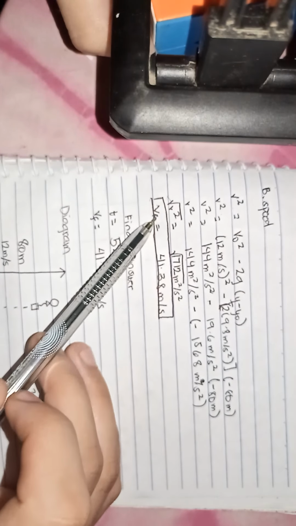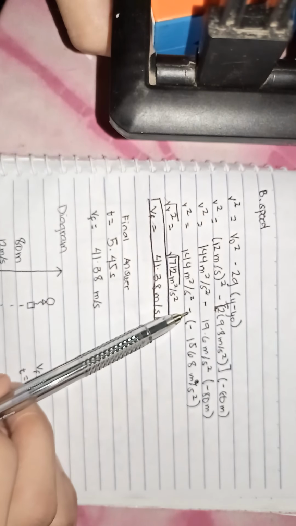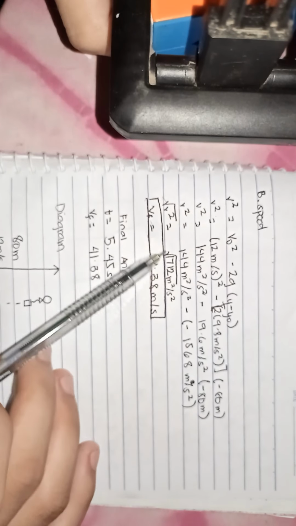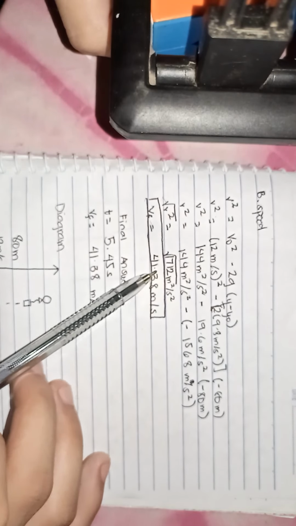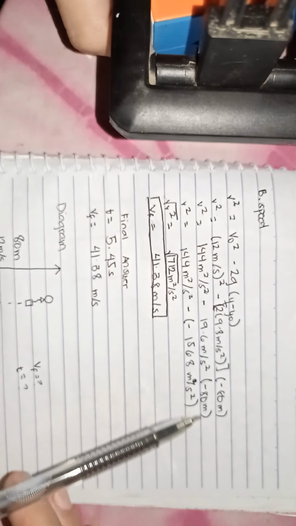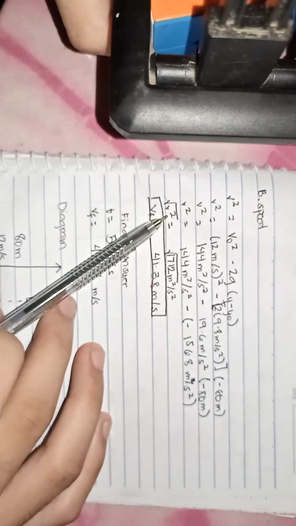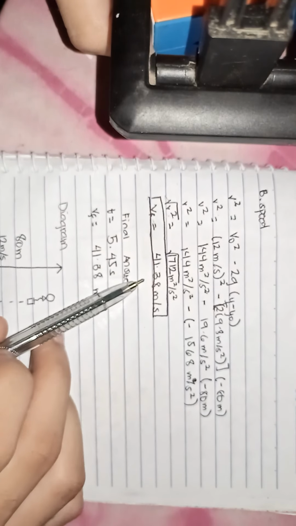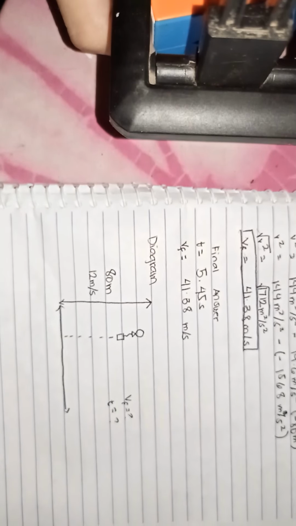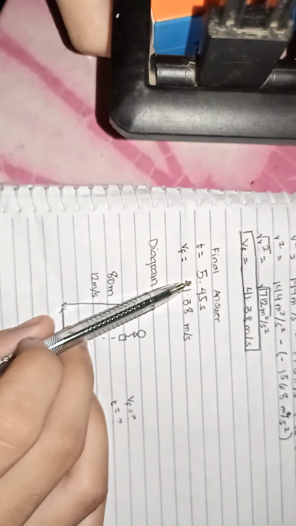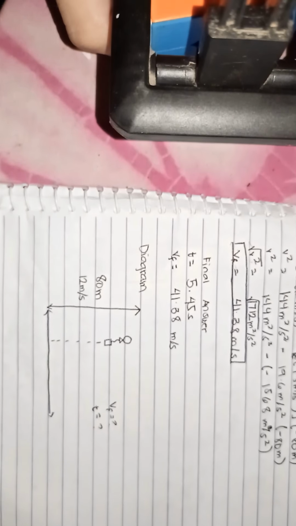Then when you add all of that, because negative times negative is equal to positive, the result is 1712 meters squared per second squared. Take the square root so that the square on the velocity goes away. Then our final velocity will be 41.48 meters per second. Then our final answer for problem number 6 is the time is equal to 5.45 seconds. Then the final velocity will be 41.48 meters per second. That's all. Thank you.